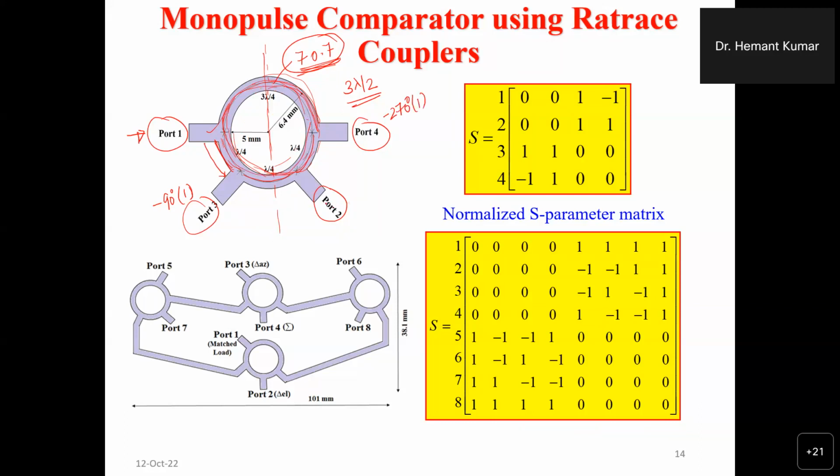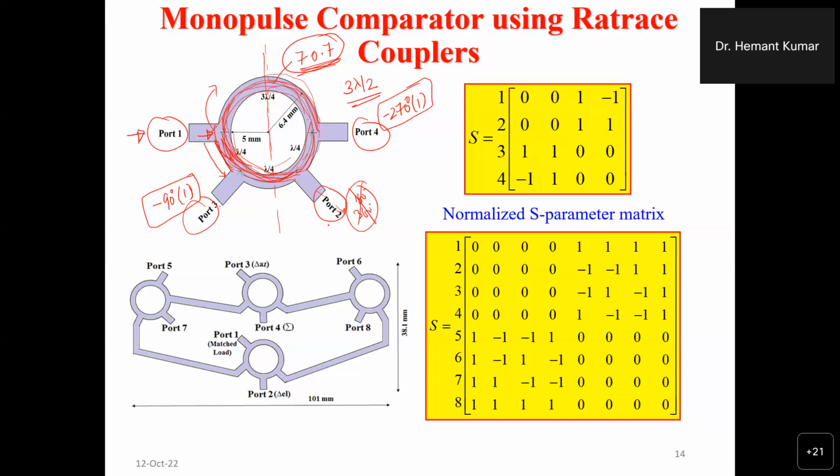And what about port 2? From port 1 to port 2, there are two paths. One has 180 degrees and another has 270 plus 360 degrees. So basically, if you give input at port 1, nothing will come at port 2, because there are two paths: one is this path, another is this path. One path is giving you 180 degrees, another path is giving you 360 degrees, so you will get nothing at port 2. So basically port 1 and port 2 are isolated. Similarly, port 3 and port 4 are isolated ports. So if you give the input at port 1, you will get the output at port 3 with minus 90 degree phase shift, and you will get the output at port 4 with minus 270 degree phase shift.